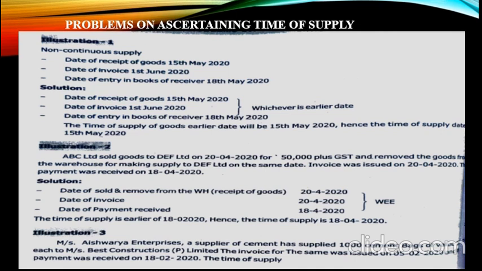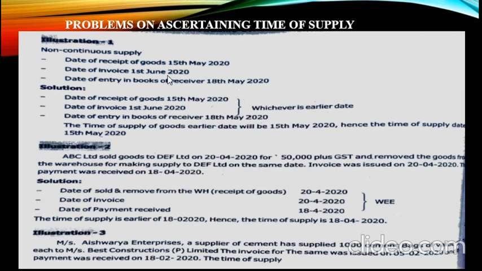So among this, whichever is early, you will be considering. Continuous supply is the supply which is made frequently. In this, the date of issue of statement of account or receipt of payment would be considered as time of supply. As we have the problem here, which is non-continuous supply, under this, we have date of receipt of goods, which is 15 May 2020, and date of invoice on 1st June 2020. The date of entry in the books of the receiver is 18th May 2020.